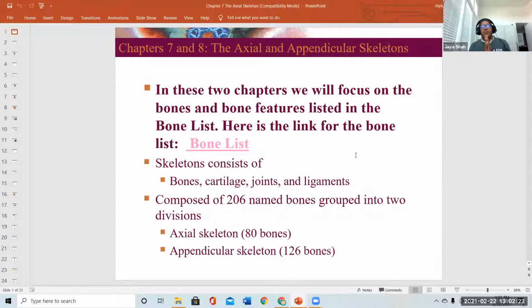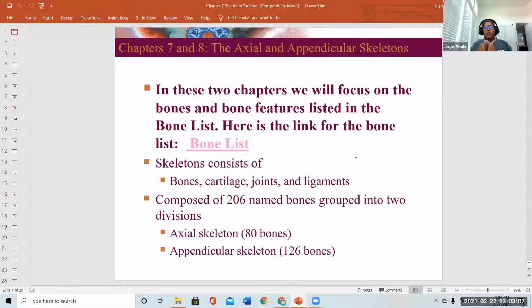So what is the main factor here? For the bones or skeleton, you just study this bone list. This will work for both your lecture and the labs, because in this section we're going to identify the bones and the bone features. As you remember from the last lecture, a bone feature is a bump, a hole, or a rough or smooth surface of the bone.